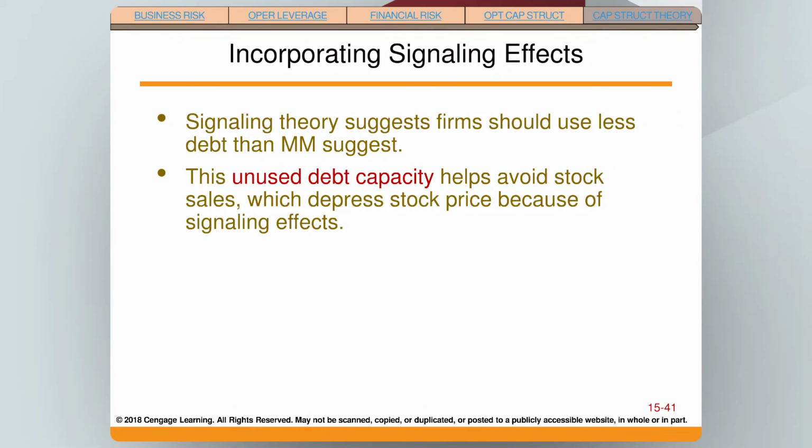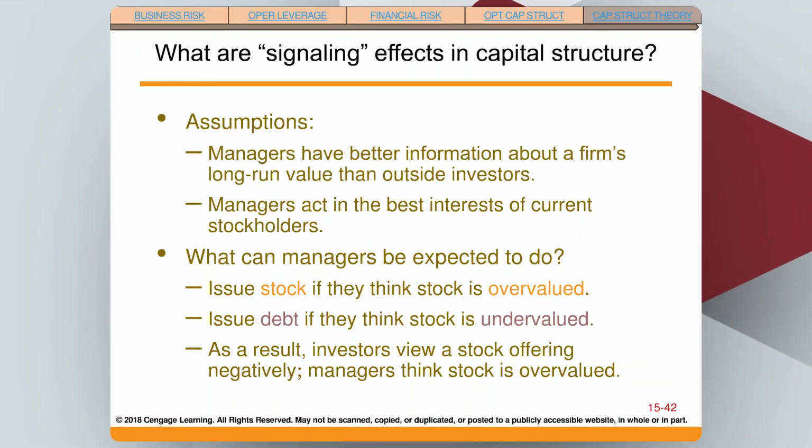How about naman incorporating the signaling effect? Okay? Anong ibig sabihin nun? Signaling theory suggests that firms should use less debt than MM suggests. 'Di ba? Ako din, gusto ko mas maliit yung aking utang. The unused debt capacity helps avoid stock sales, which depress stock price because of the signaling effect. Alright, yes. So, we are more on the theoretical, no? What are the signaling effect assumptions for capital structure? Managers have better information about the firm's long-run value than outside investors, yes. Alright?